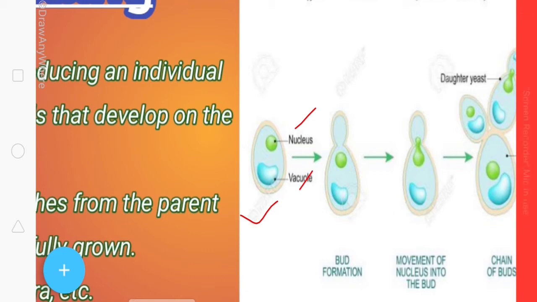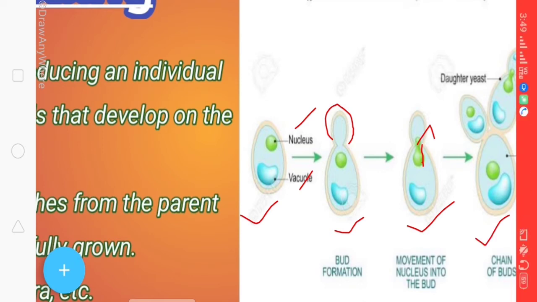Now in the second image we can see the formation of a bud. This is the bud. In the third step we can see that the nucleus is moving towards the bud. And in the fourth step we can see that this bud is getting fully mature, because a nucleus is also formed here and a vacuole is formed. So now it is fully matured and it can get detached from its parent body.